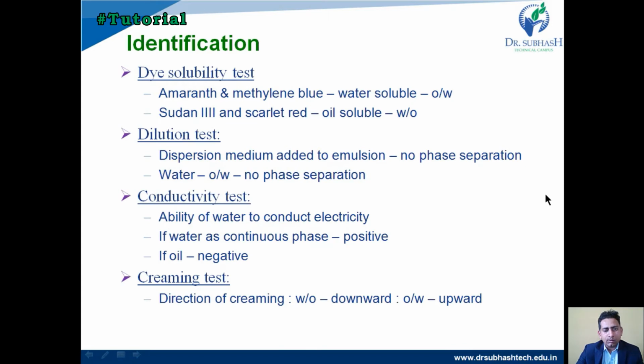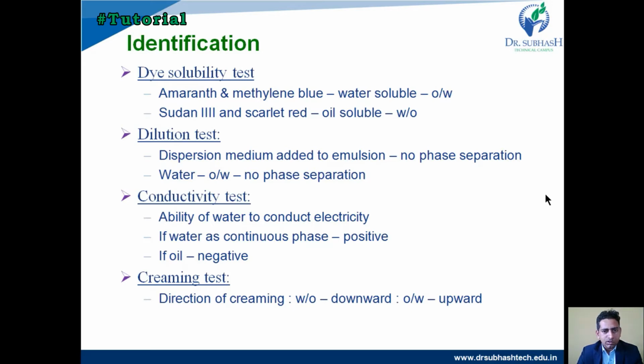As identification, here we want to check whether the emulsion we have is oil in water or water in oil. For that, there are some identification tests. First one is the dye solubility test. Here amaranth and methylene blue generally give blue color in water because they are water soluble. So if we add amaranth and methylene blue into the emulsion and it gives blue color, then we can understand that it is an oil in water emulsion.